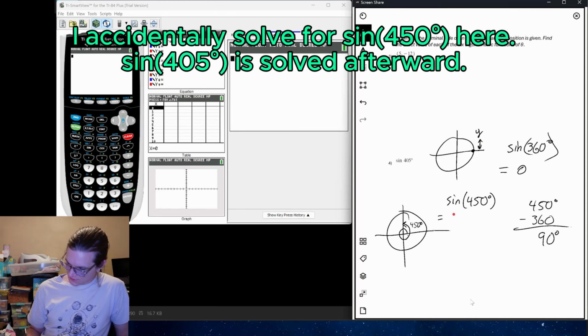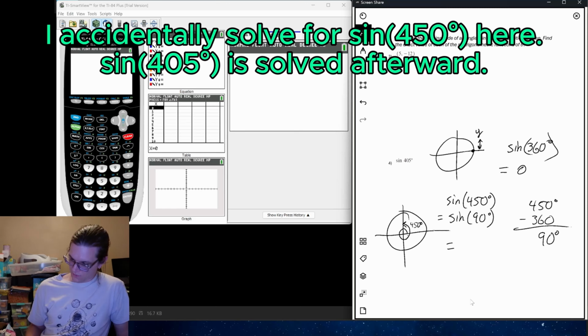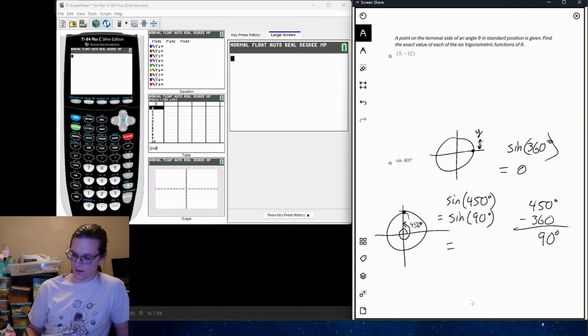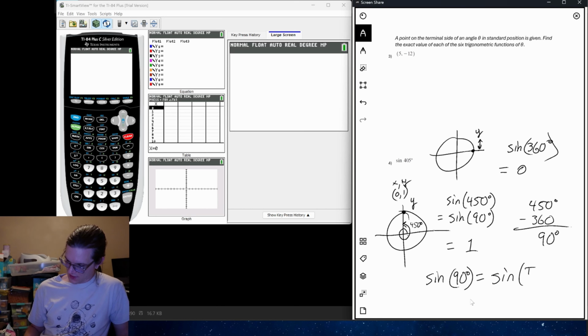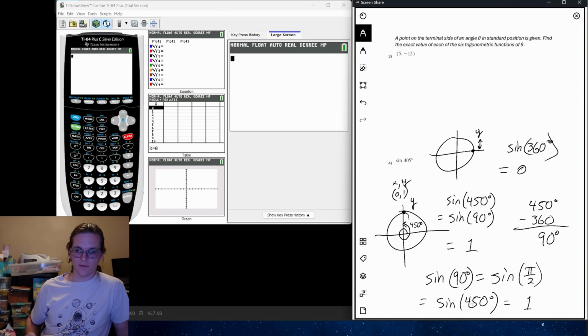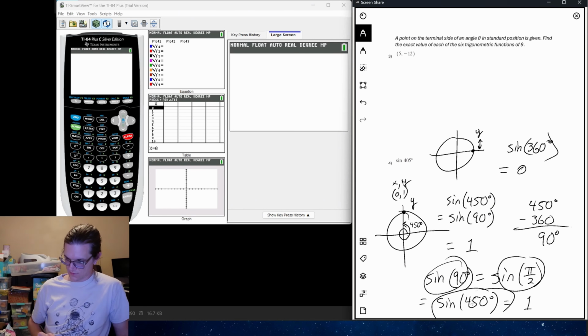Sine of 450 is the same as sine of 90, which we know is the height or the y coordinate at this point at 90 degrees, which back to our unit circle is coordinate 0, 1. That's x, that's y, meaning y is 1. So sine of 90 degrees equals sine of pi over 2 equals sine of 450 degrees equals 1. All of those are 1. Funny thing is, I was supposed to do it for 405. So let's do it actually for 405.